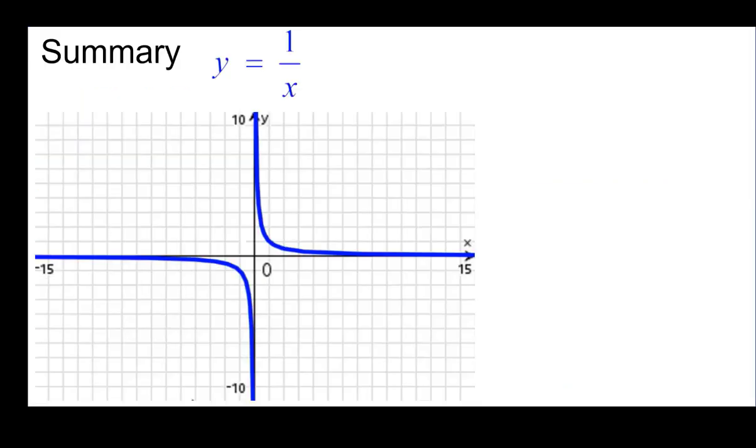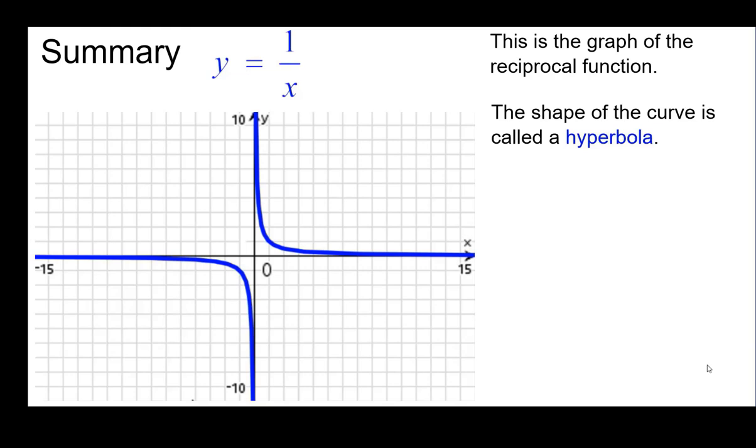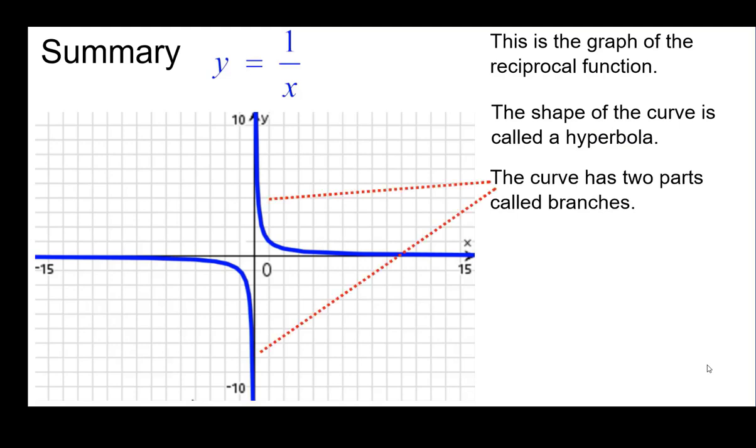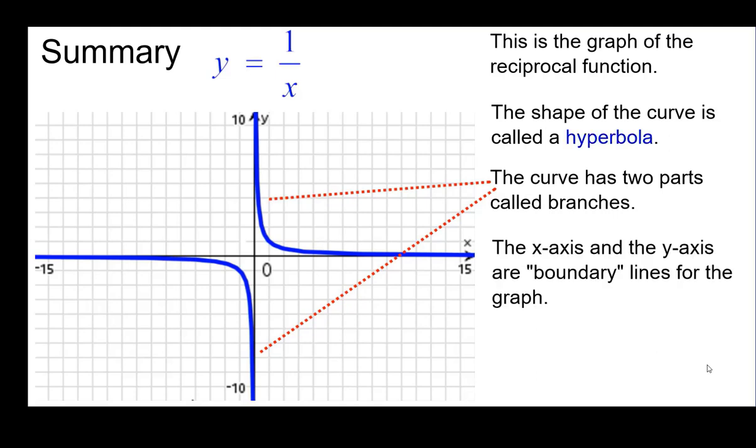Let's summarize what we know about the graph of y equals 1 over x so that we can know how to graph this by hand. First of all, it's called the graph of the reciprocal function. The shape of the curve is called a hyperbola. The curve has two parts called branches. So two branches of the hyperbola.